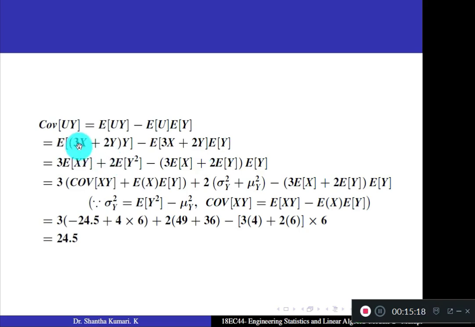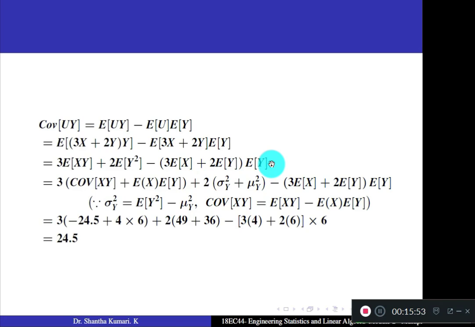Simplify. This is 3x into y. This product is inside the same expectation, so you can multiply: 3 into expectation of xy plus 2 into expectation of y square, minus 3 into expectation of x plus 2 into expectation of y. You have to put a bracket. Without a bracket, if you are writing, this negative sign is applicable here also. You have to write the negative sign. Into, this is a separate term, expectation of y.